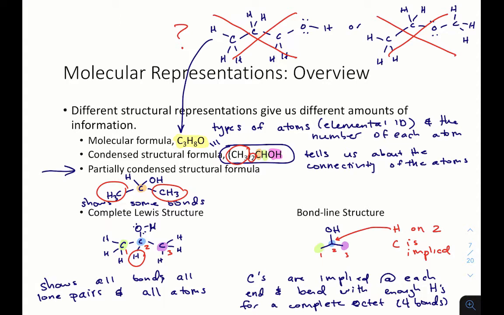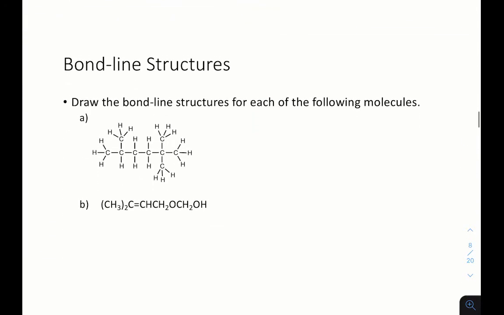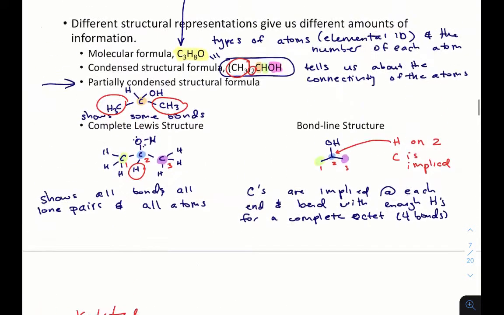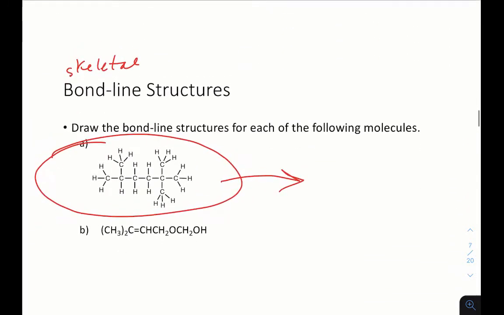Speaking of getting used to this, let's try some practice problems. Take a minute, pause, and draw the bond line structures for each of these molecules. So here's a complete Lewis structure. I want you to draw the bond line structure for that molecule. Another word for bond line is skeletal, and I'll probably use both terms. So this representation is where the carbons and hydrogens are implied. And use this condensed structural formula and draw the bond line structure for that molecule as well. All right, ready, set, pause, and go.